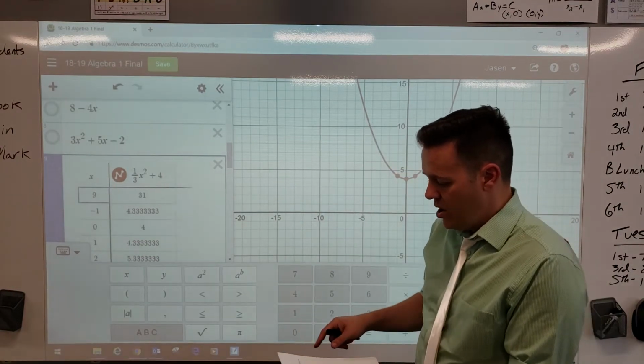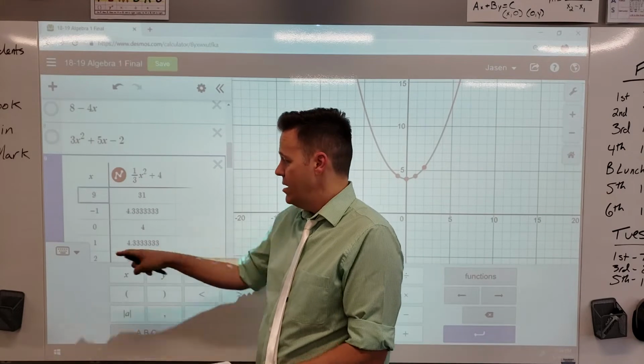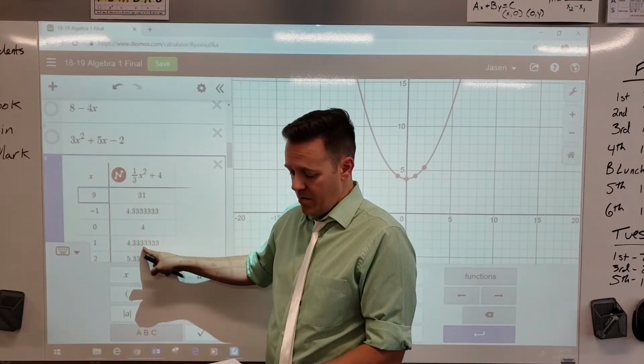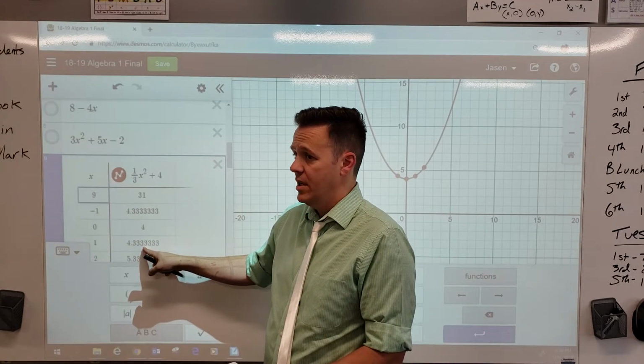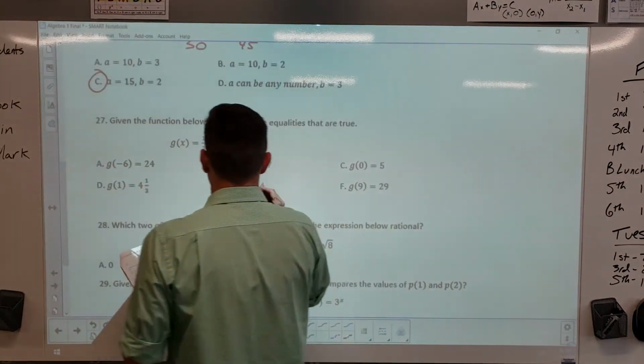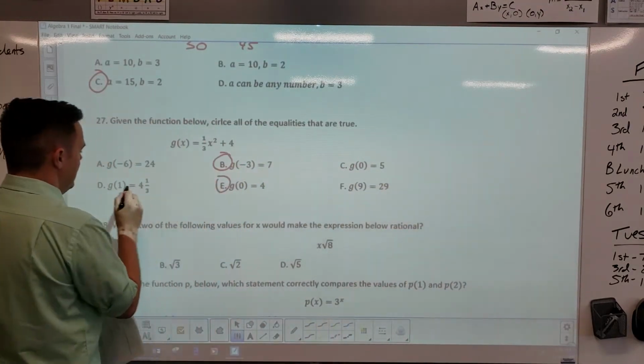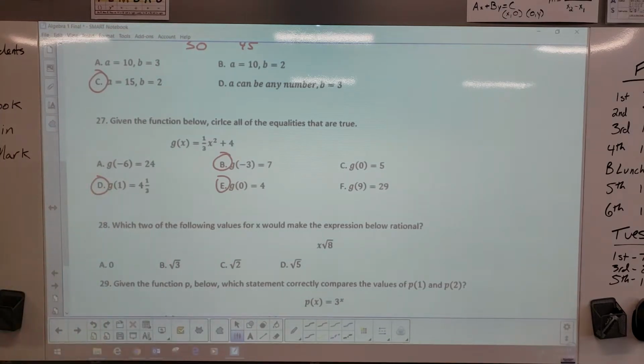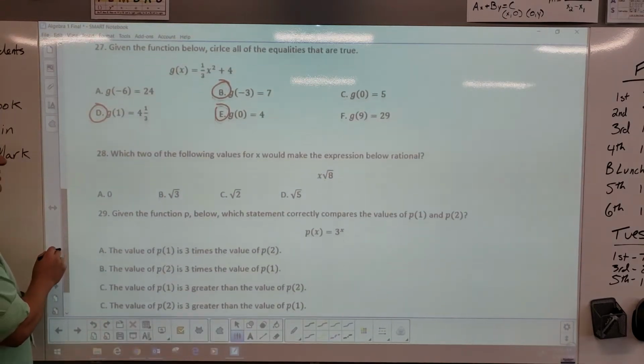So our answers are B, number 1, or letter D, which is G to the first. And then the other one is basically B, E, and then D. Those are the answers that you would be able to find.